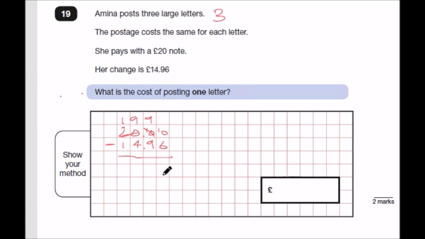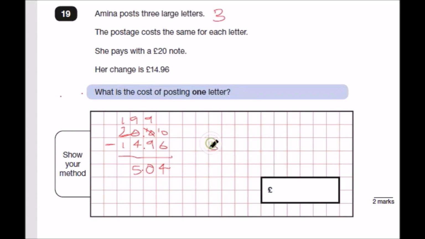So we got 10 take away 6 will give us 4. 9 take away 9 will be nothing. 9 take away 4 here is 5. And 1 take away 1 is 0. So you got £5, 4 pence. And that's the price of 3 letters. So now all we want to do is divide this sum by 3.